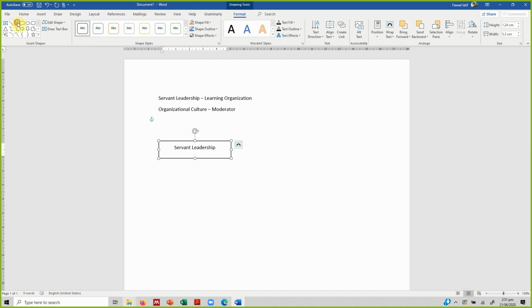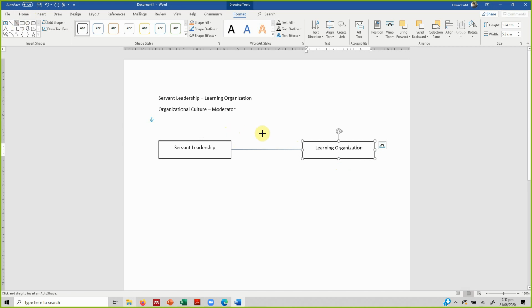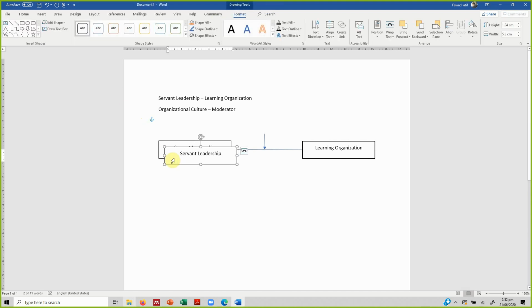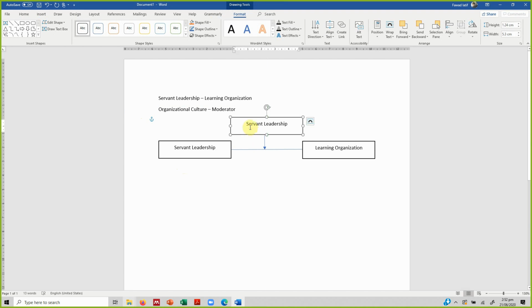Servant leadership, and this influences learning organization, and we can take a moderator, organizational culture.